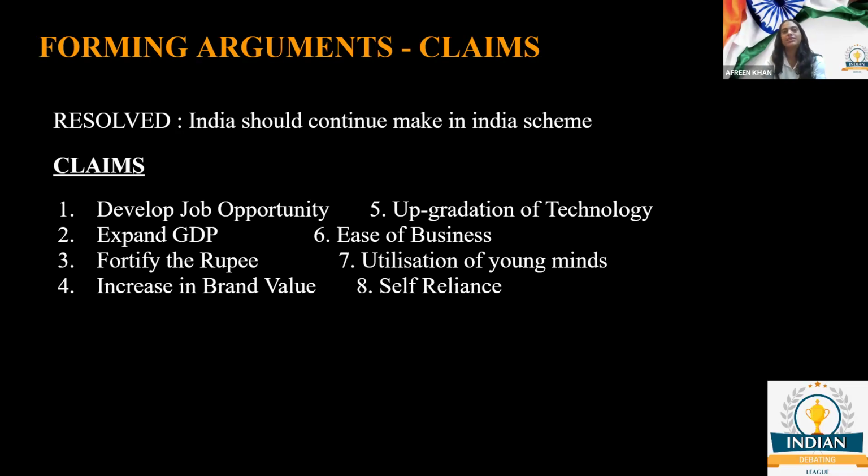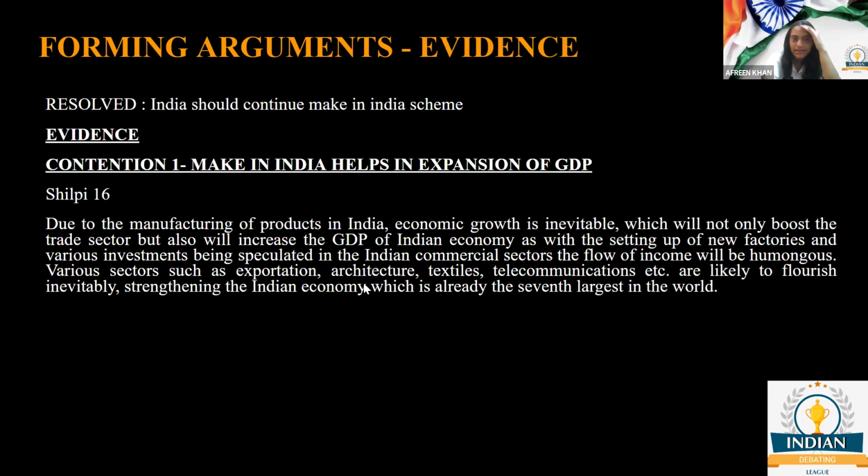The way you would club it is: contention one, it is beneficial for the economy of India. Sub point one is it leads to expansion of GDP. Sub point two is it leads to fortification of rupee. That's how you would frame it. Obviously, these are just headings, the claims. You're still supposed to give evidence and analysis. Now, how do you give evidence? How do you give analysis? This is how you do it. Contention one, Make in India helps in expansion of GDP.